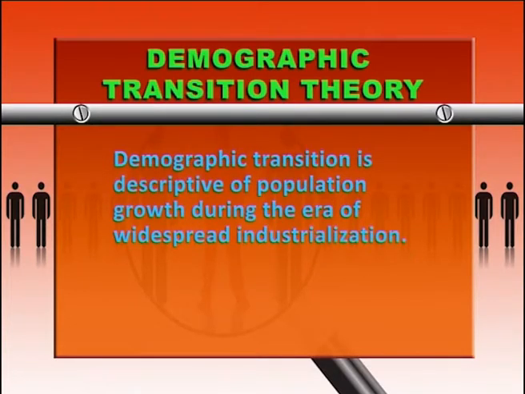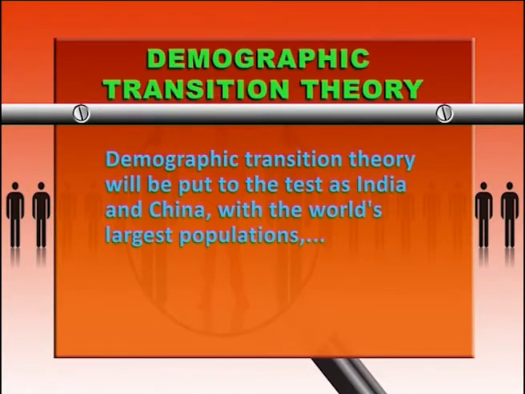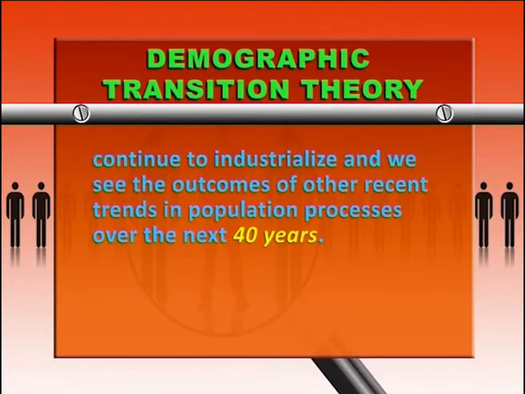Demographic transition is descriptive of population growth during the era of widespread industrialization. Certainly, global population growth and decline have been geographically uneven and patterns do differ between more or less industrialized nations. Demographic transition theory will be put to the test as India and China, with the world's largest populations, continue to industrialize, and we see the outcomes of other recent trends in population processes over the next 40 years.